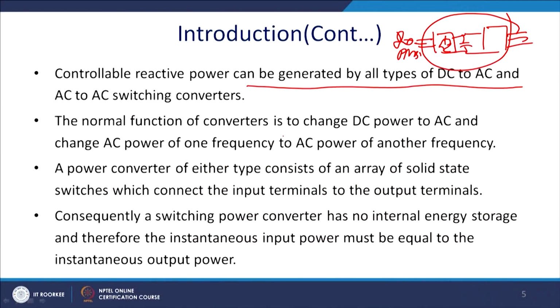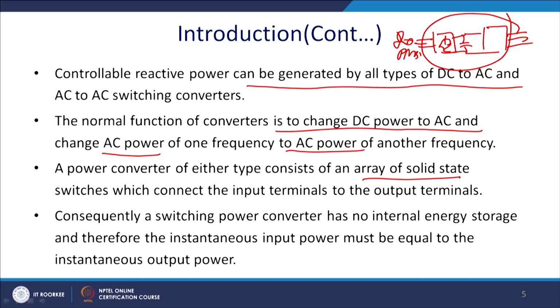The normal function of the converter is to change DC power to AC, and AC of one frequency to another frequency. That is the example of the matrix converter. The power converter, of either type, consists of an array of solid state switches which connect the input terminal and the output terminal. Consequently, the switching power converter has no internal storage capability, and therefore the instantaneous output power equals the instantaneous input power, assuming that the loss is quite negligible.